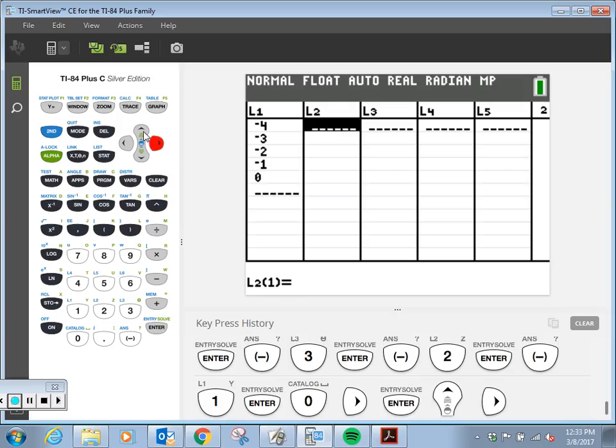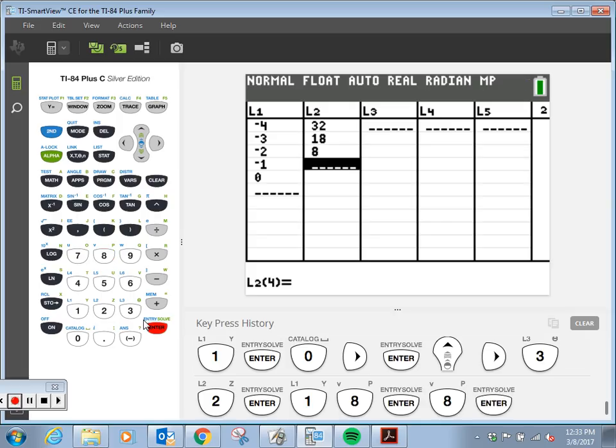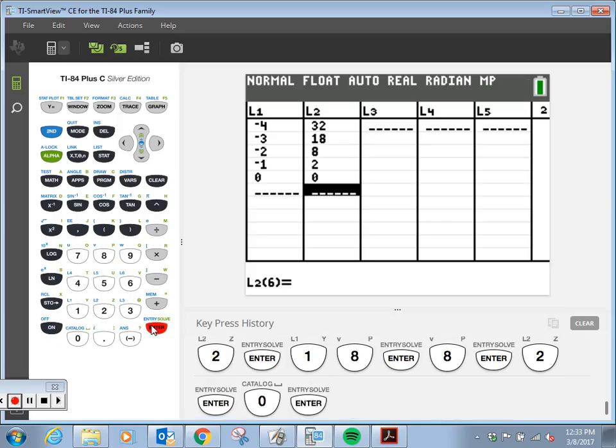If you need help on how to type these in, ask somebody around you. I'll wait a little bit, make sure we all get that put in.